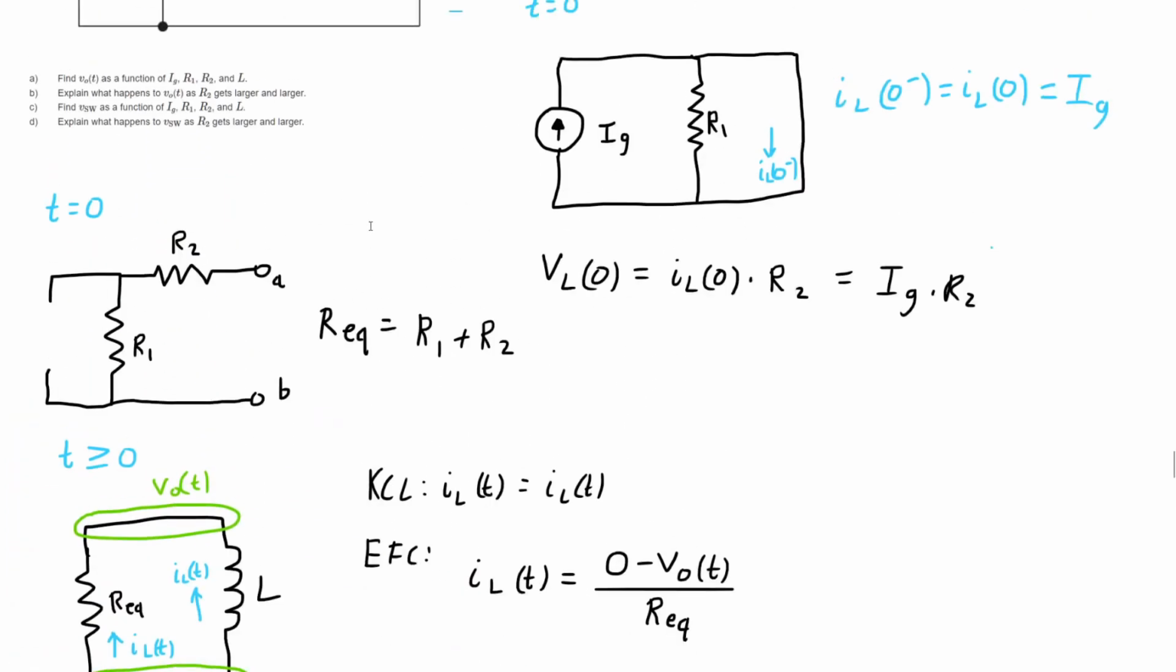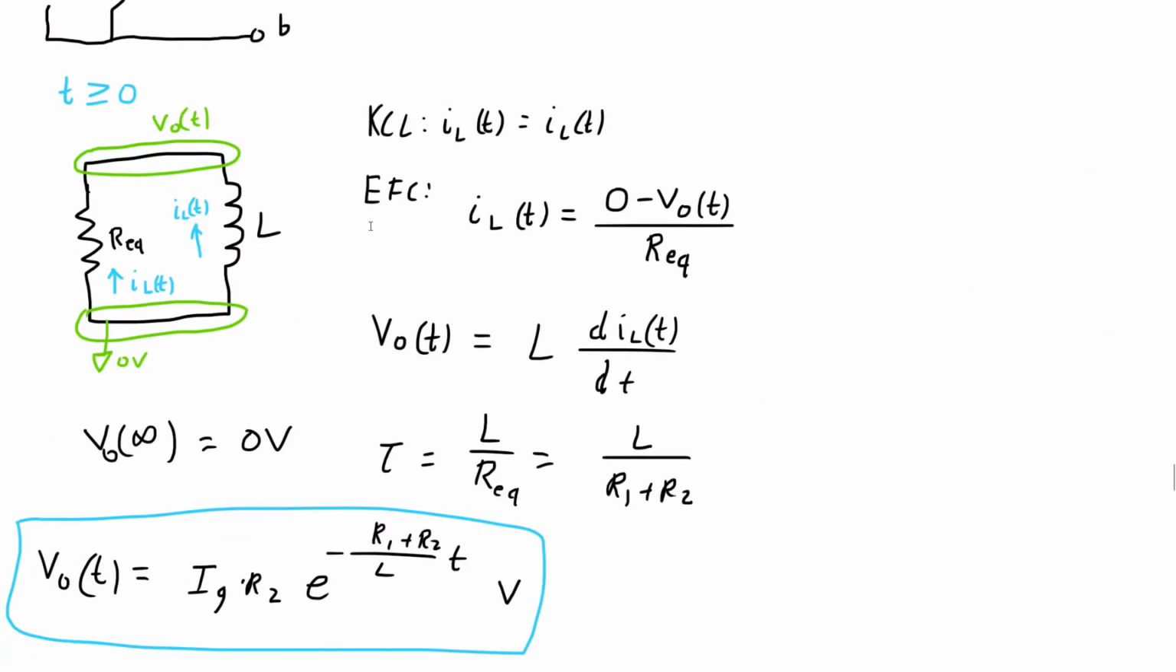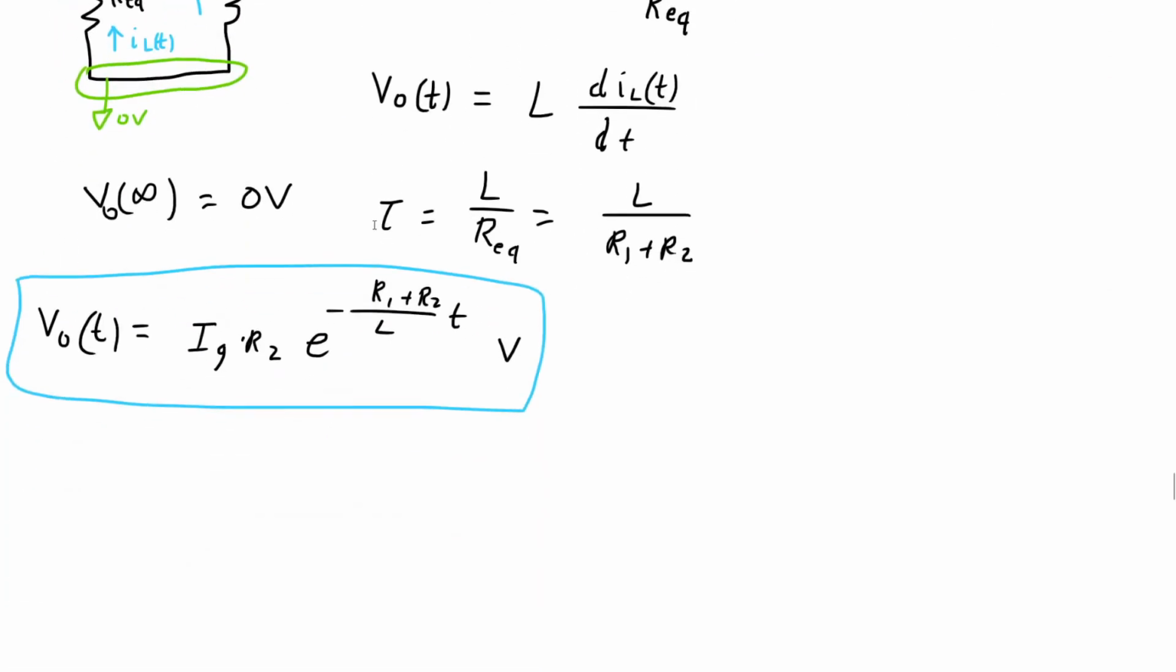So we're going to go ahead and do a similar thing for V switch. To do that, we're going to need to find the current through, not V switch, we're going to need to find the current through that resistor R2. So we need to find the current through the inductor. And as we know before, that's IL0, IL0 was IG.